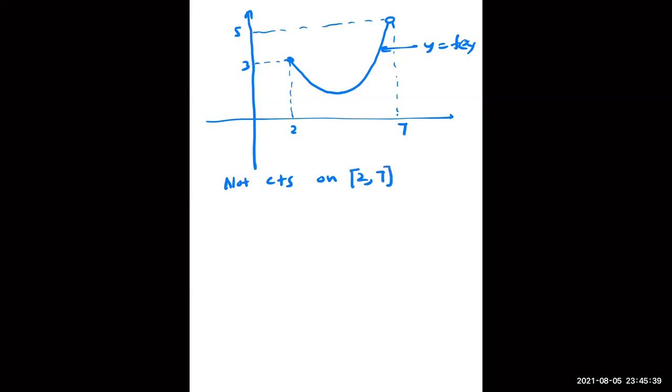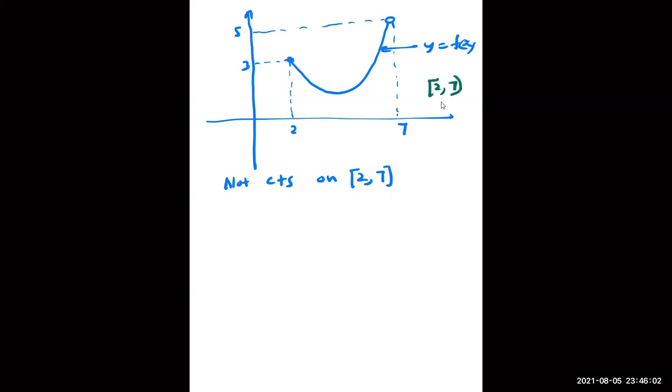In this closed interval, it's not continuous because see here at x is equal to 7, your function is not even defined. How can that be continuous then, right? It is continuous only on this interval. Okay, 2, comma 7, 2 is included, 7 is excluded.